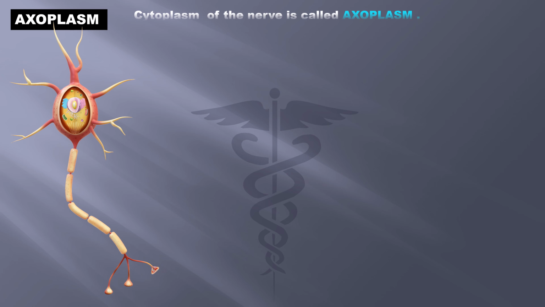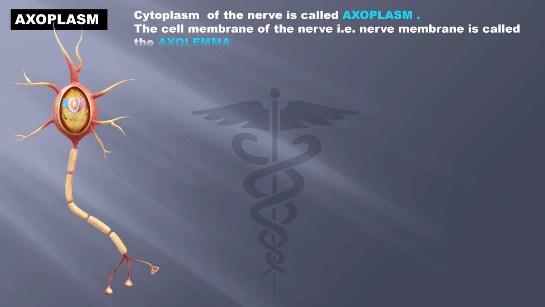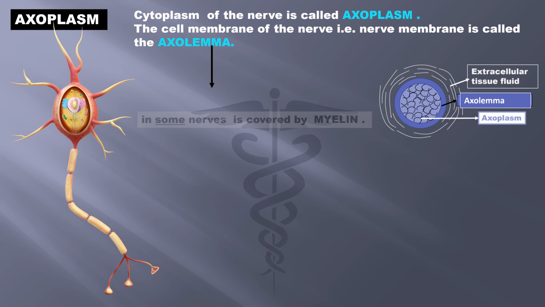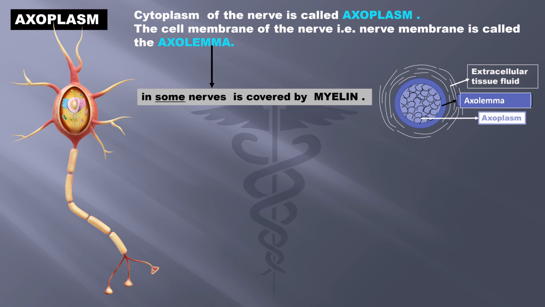The cytoplasm of the nerve is called the axoplasm. The cell membrane of the nerve, that is the nerve membrane, is called the axolemma. Here you can see a cross-section of the nerve, axoplasm, axolemma, and extracellular fluid. Axolemma in some nerves is covered by myelin.